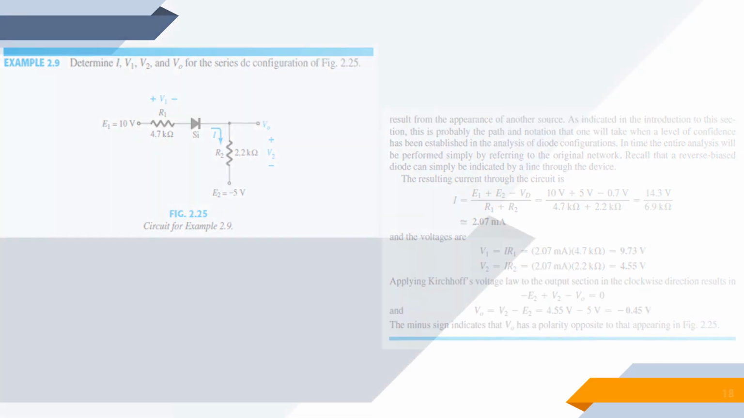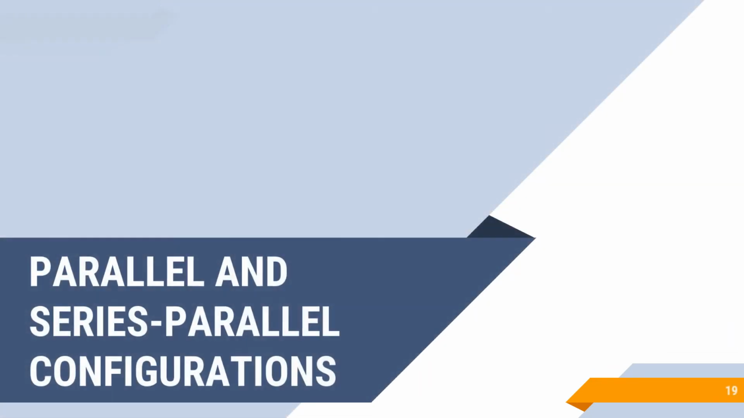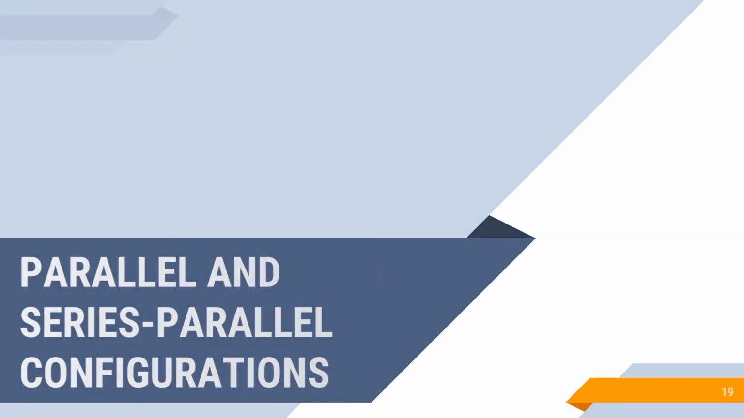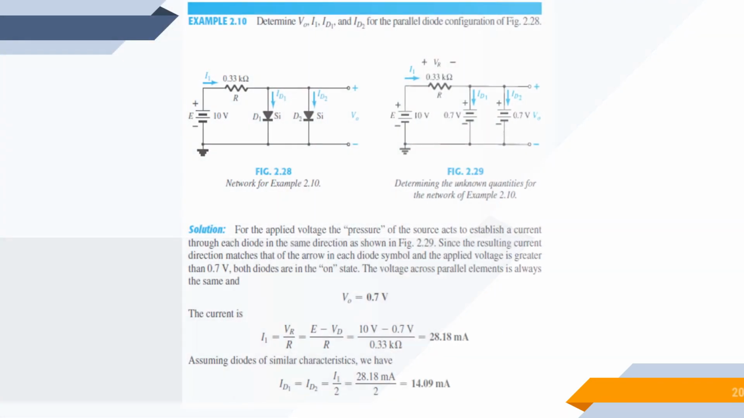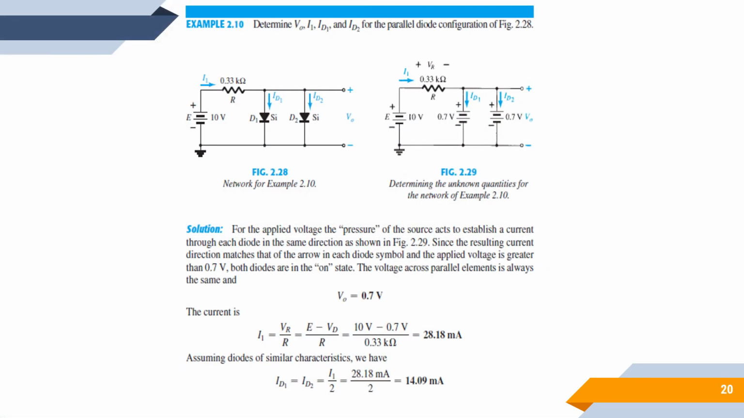The methods applied in series configurations can be extended to the analysis of parallel and series parallel configurations. For each area of application, simply match the sequential series of steps applied to series diode configurations. So, an example of a parallel diode configuration ay makikita natin sa example 2.10. So, determine yung VO, I, ID1, and ID2.